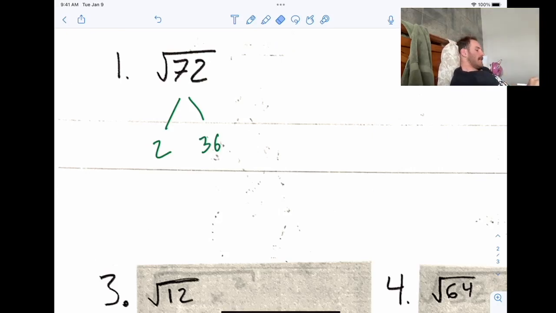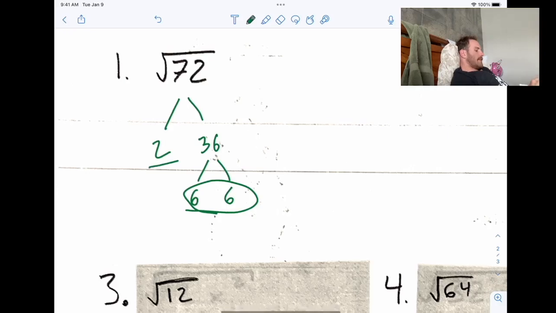Now, if I continue with my factoring, I've got a 6 and a 6. Now I could stop right here because I've got a pair and a single, and there's nothing coming out of that. So this can be written as, pairs go out, come here, and the singles stay in. This could be written as 6 root 2.